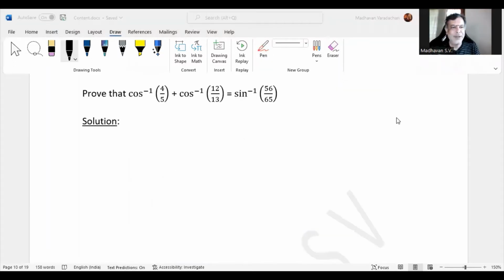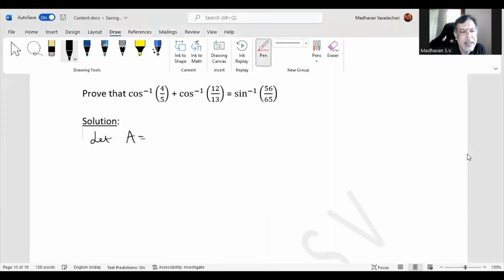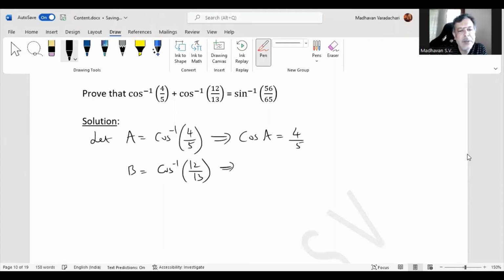In this, we need to prove that cos inverse of 4 by 5 plus cos inverse of 12 by 13 is equal to sine inverse of 56 by 65. So to start with, let us assume let A equal to cos inverse of 4 by 5, which means cos of A is 4 by 5, and then let B equal to cos inverse of 12 by 13, which means cos B is equal to 12 by 13.